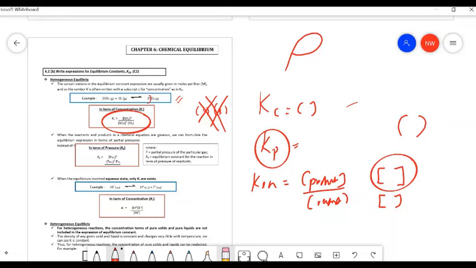P SO3 kuasa 2, partial pressure SO3, bracket, okay, SO3 kuasa 2. Yang ini beza, jangan you buat bracket petak pula, sebab bracket petak hanya untuk concentration. Untuk pressure you buat bracket biasa je lah ya. Over dengan partial pressure SO2 kuasa 2 times dengan partial pressure oxygen kuasa 1.